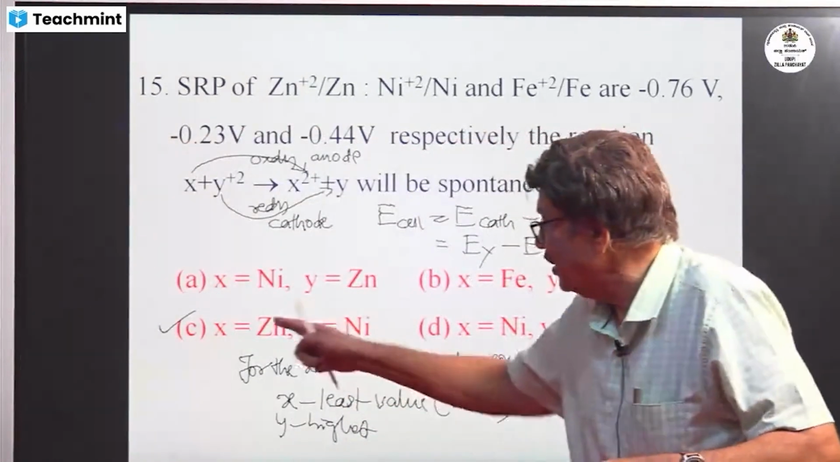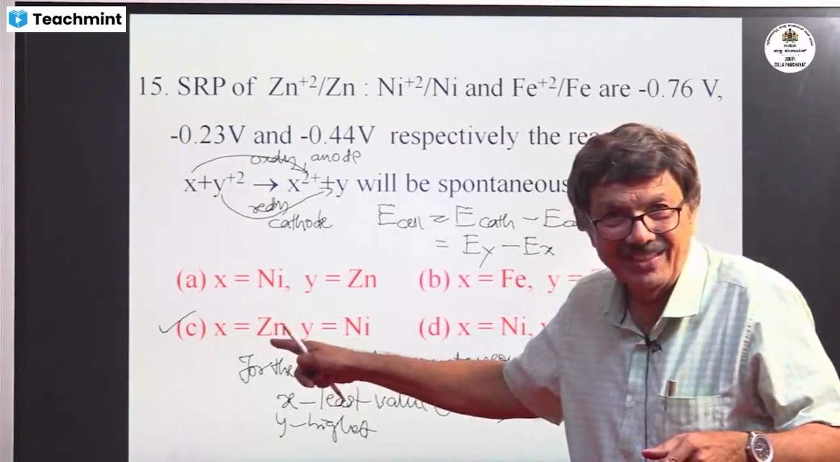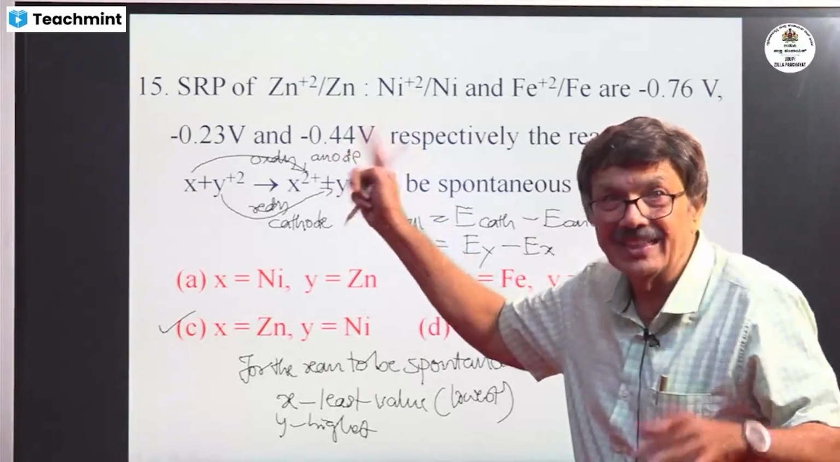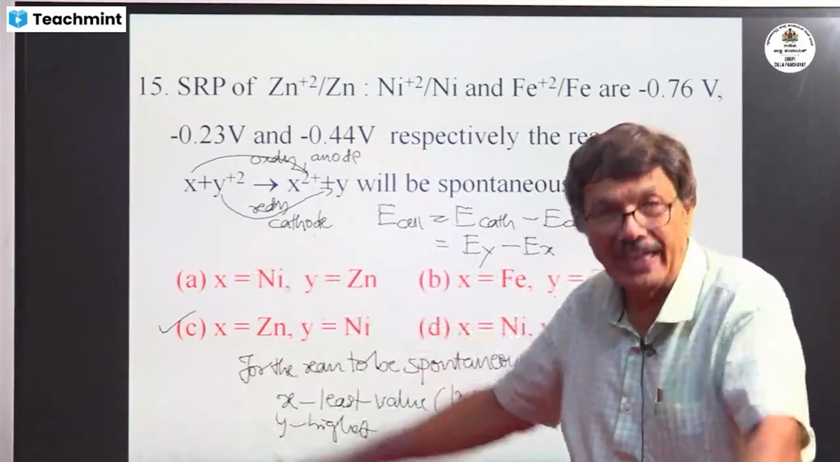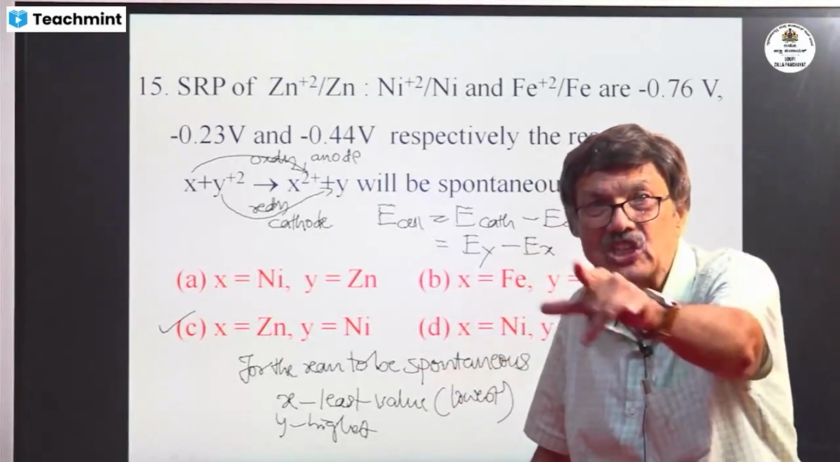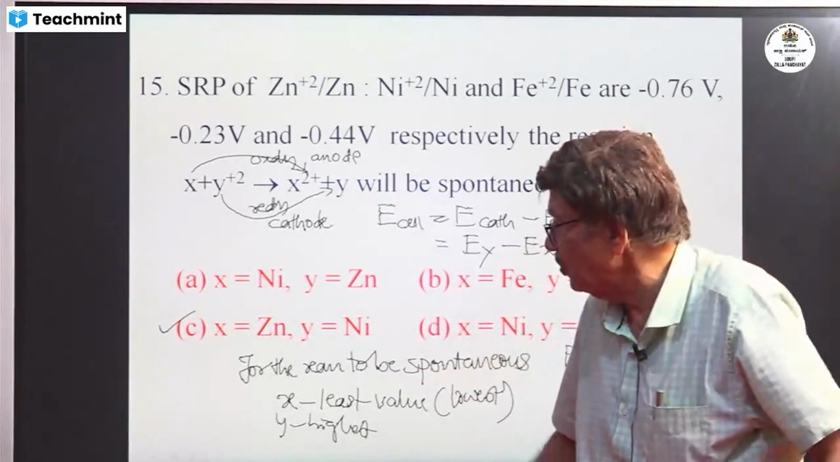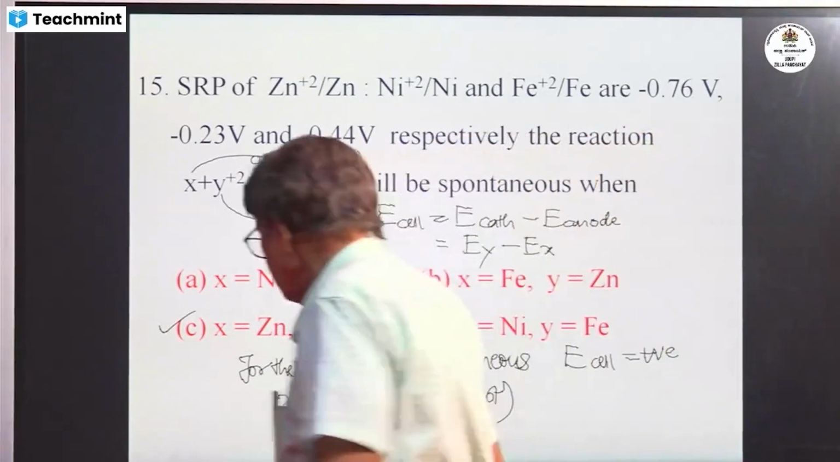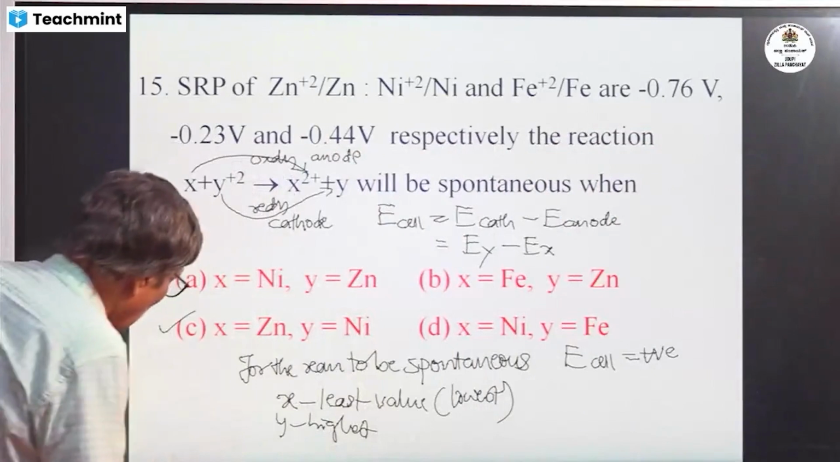X is the least value, that is zinc, minus 0.76. Minus of minus 0.76 becomes plus. Then whatever may be the value of Y, the E cell becomes positive. The reaction will be spontaneous. So option C is the right one. Okay. We will go to the next one.